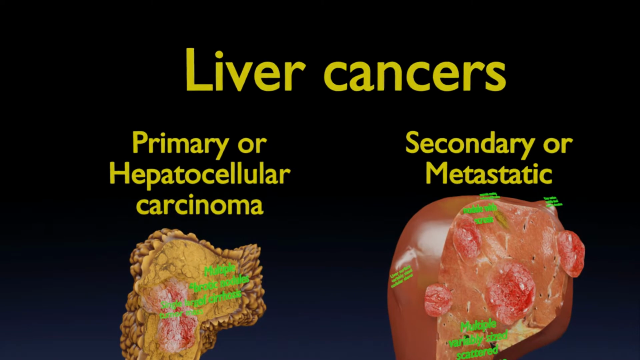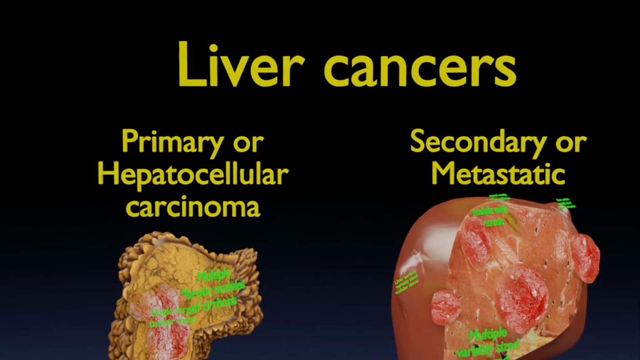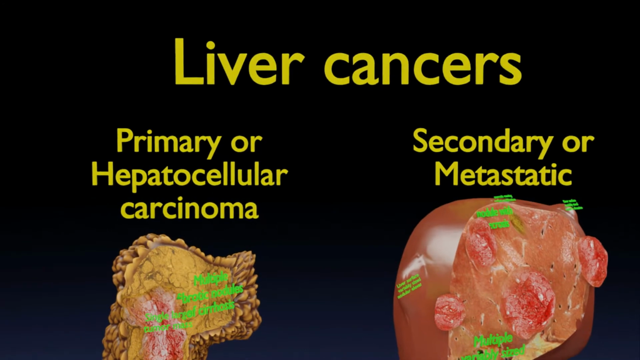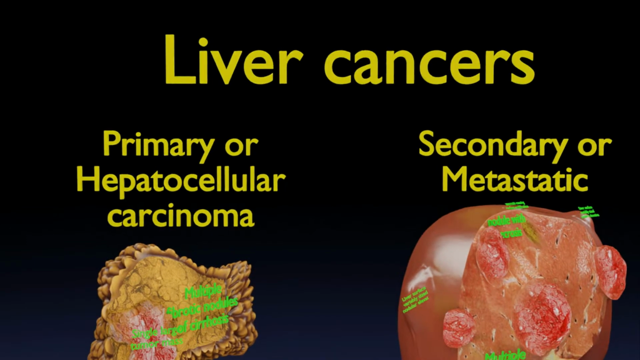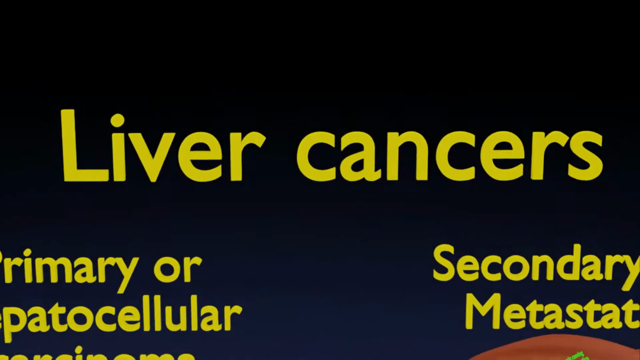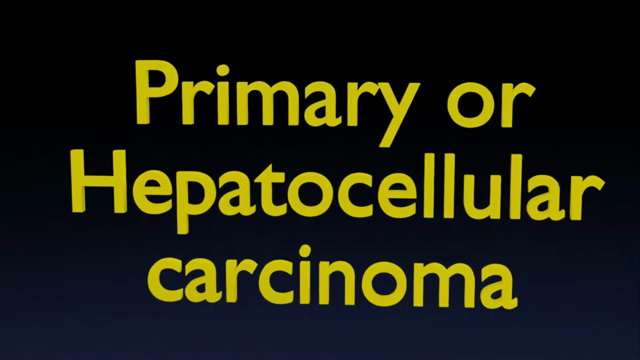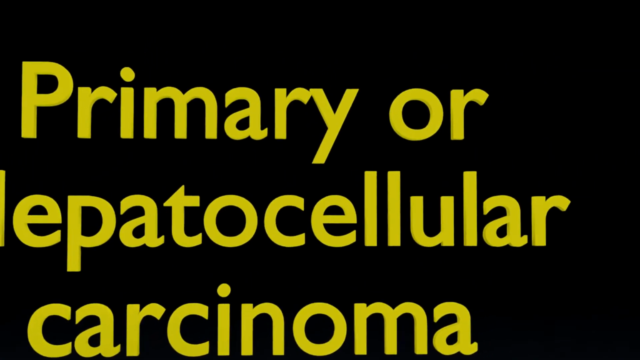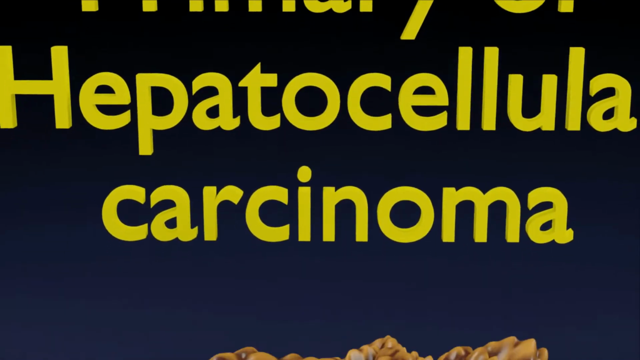The most common type of cancer that begins in the liver cells is primary hepatocellular carcinoma, otherwise also called HCC. It begins in the main type of liver cell called the hepatocyte. In this view, the left model is of primary hepatocellular carcinoma and the right model is of metastasis to liver or secondary to liver. Let me first talk about hepatocellular carcinoma.